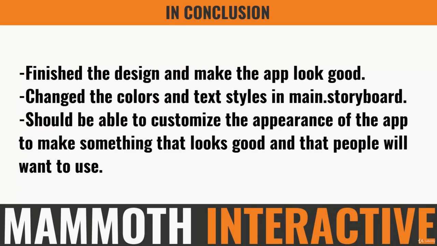In the final part of our iOS tutorial, we finished the design of our app and made it look good. So first we ran it just as it is and saw that it was pretty plain, so we decided to change it up, change the background colors, and change the text styles in the main.storyboard class to make it look good. So by now you should be able to customize the appearance of your app and make something that looks good and that people will want to use, because that's very important to have good visual appeal.